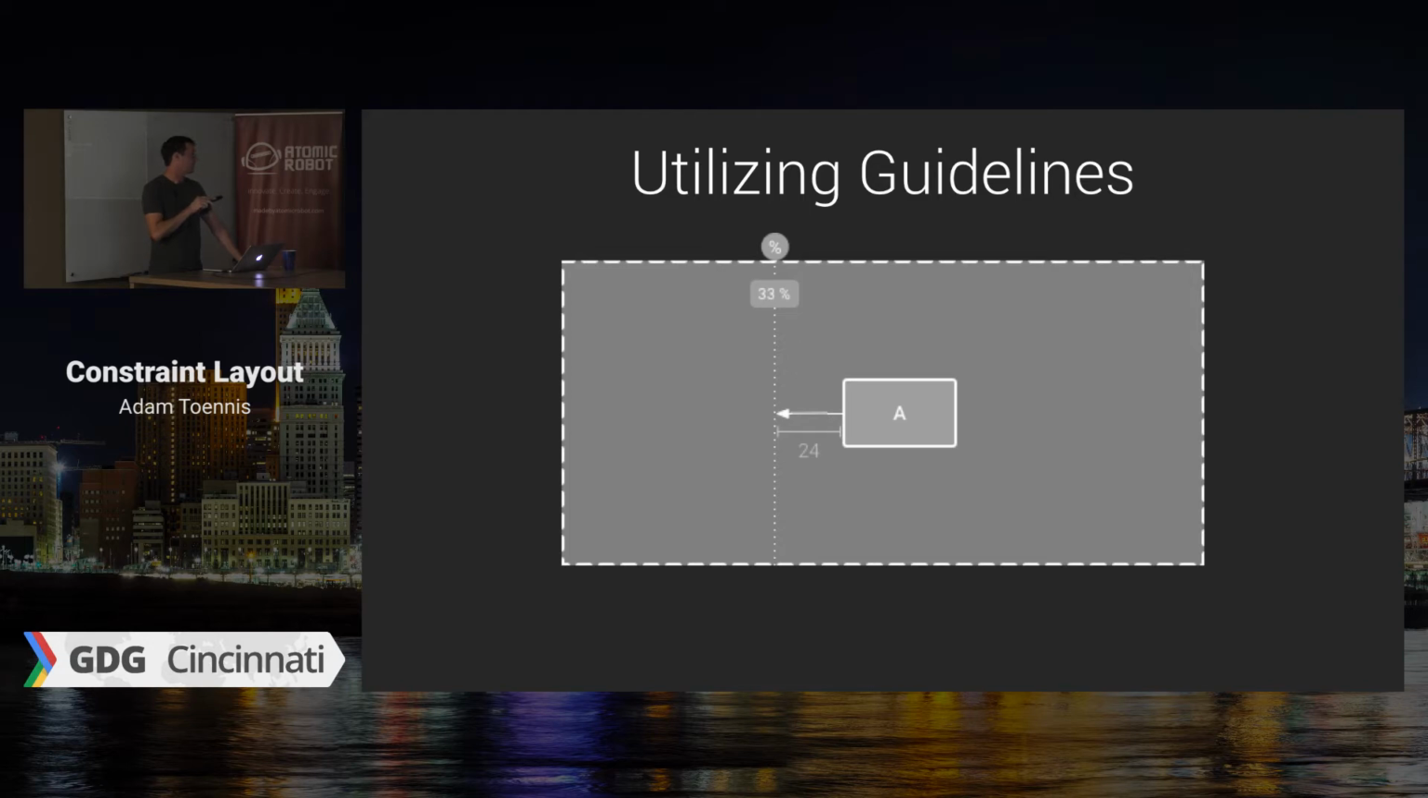You can click, I think it's either right here or up here. I think it's up here. And that'll toggle between the dp specific or the %.